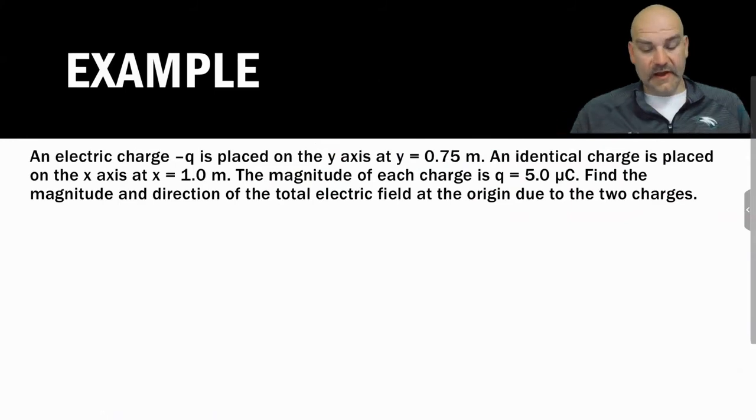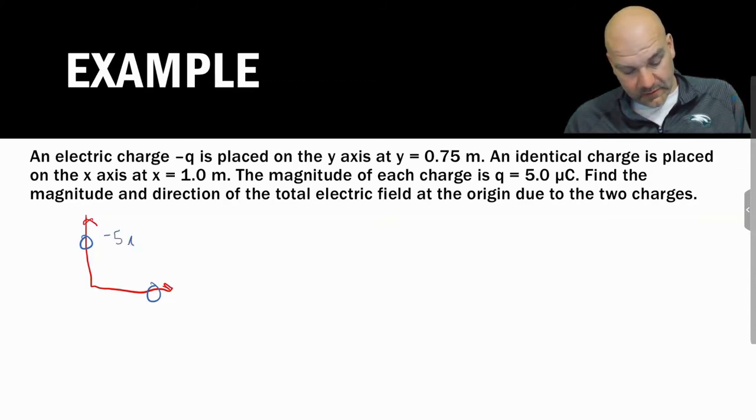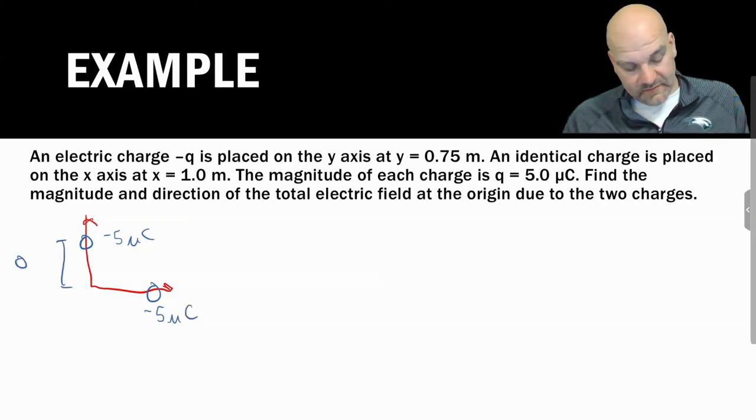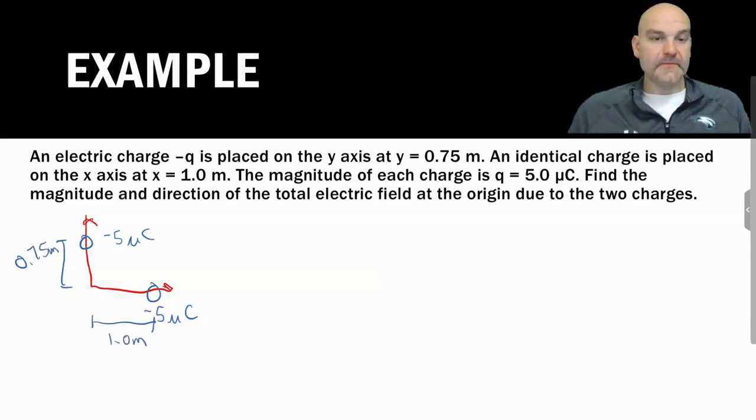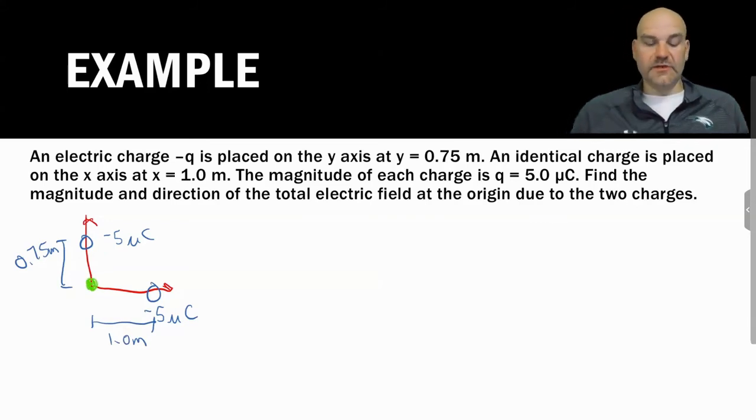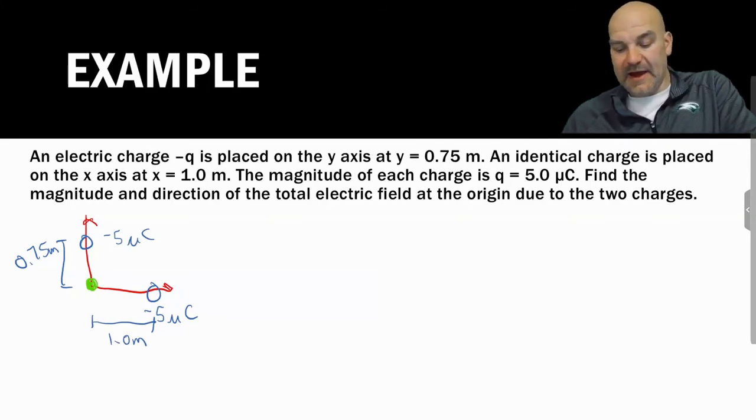They like these orientation questions where you have essentially an axis, and you're going to put two charges on the axis, and they both have a -5 microcoulomb charge. Okay, the one on the y-axis is 0.75 meters away. The one on the x-axis is 1 meter away. And so what we're going to do is find the E field at the origin. Okay, and remember, you're going to put a positive charge there and see how it reacts.